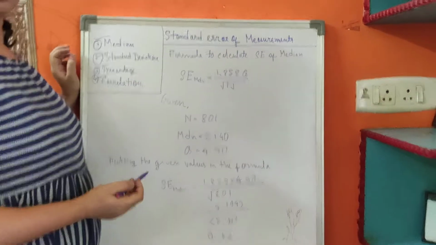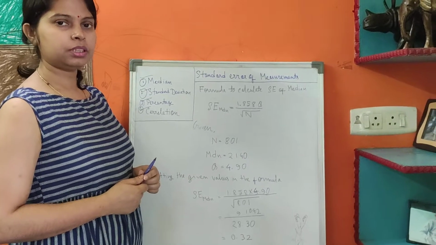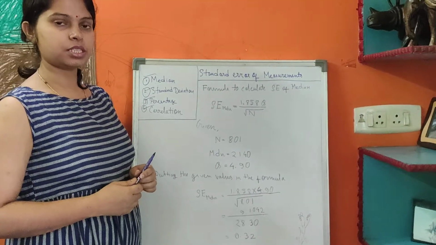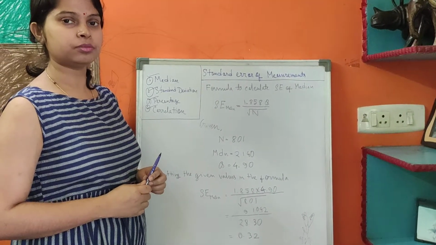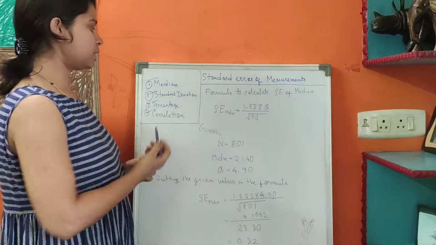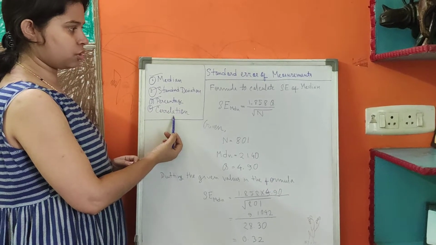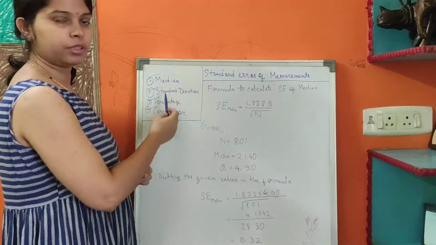Hello students, today we are going to learn about standard error of measurement. In last class we already discussed standard error of measurement for the mean. So today we will discuss the other remaining measurements, that is median, standard deviation, percentage and correlation. Now we will first start with the median.